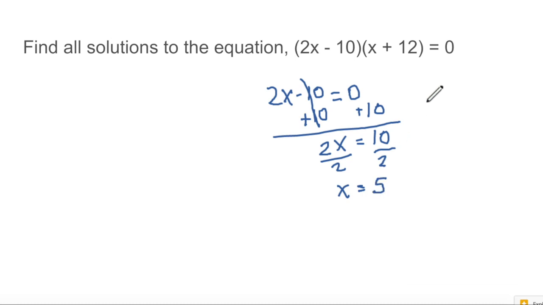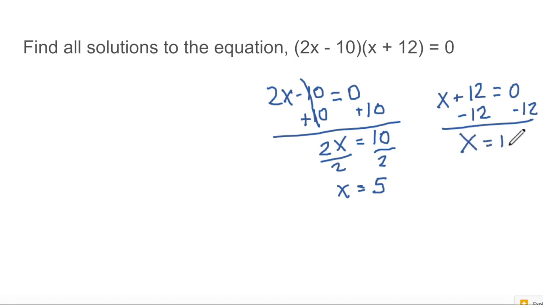So that's one solution. X plus 12 is the other. X plus 12 equals 0, and then all we need to do is subtract 12 from both sides, -12, and this gives us x equals -12. So if we want to write this as a solution set, we could write it as the set of all solutions for this equation is -12 and 5.